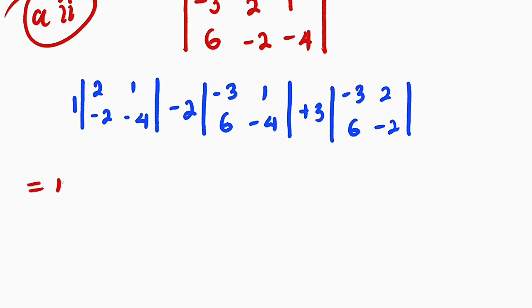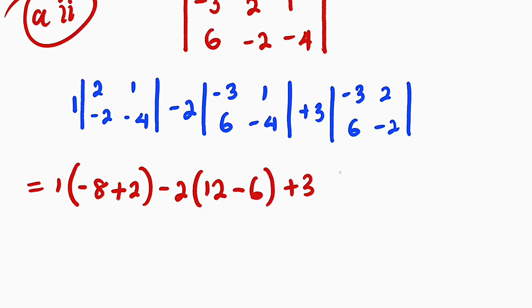So this is equal to 1 multiplied by 2 times negative 4 is negative 8. So we have negative 8 minus negative 2 times 1 is negative 2. So negative is plus 2 here. Then minus 2. This times this will give us positive 12, minus 6 times 1 is 6. Then plus 3. This times this is positive 6, minus 6 times 2 is 12.